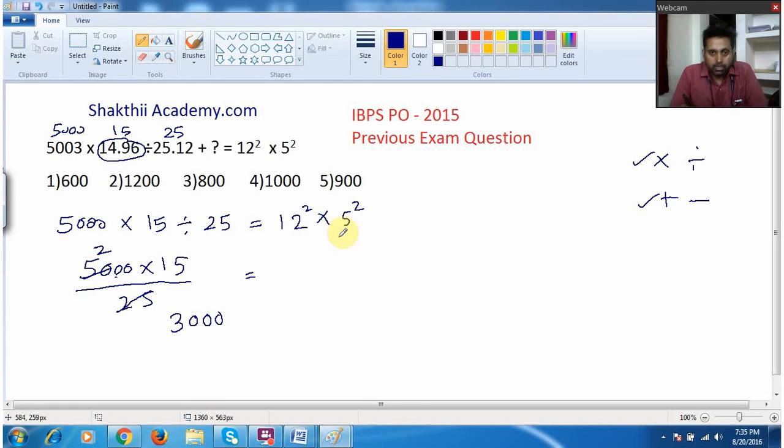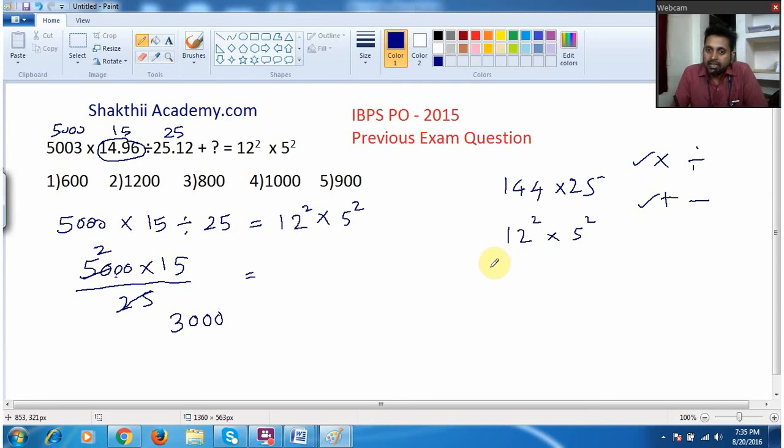Now coming to this part, don't waste your time by doing the calculation as 144 into 25. Don't waste your time like this. Instead what I suggest is to try to split the number like this. For example, this 12 square into 5 square, I'll take this number like this.